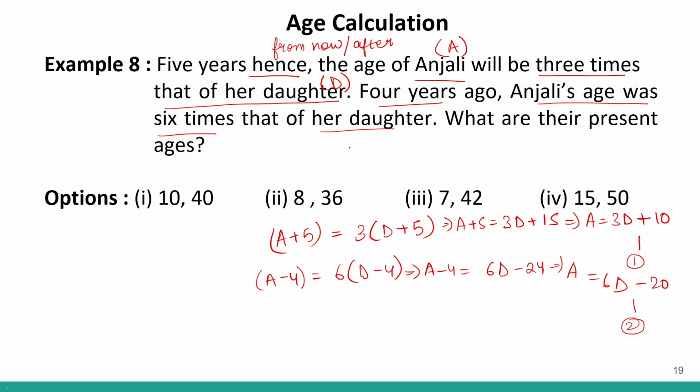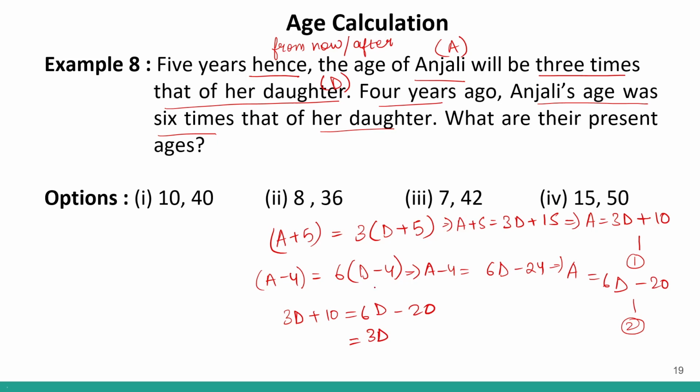We have to find their present ages. So from equation number 1 and 2, I can say 3D plus 10 equals 6D minus 20. Right? So if I take 3D this side, it will be 6D minus 3D. This will be 3D. Correct? This is D.